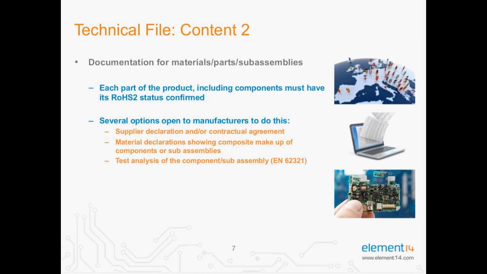And then the third very, very detailed approach you can go to is a test analysis of the components and sub-assemblies. And we've given the EN standard you can use to do that, which is 62321, basically a test procedure for chemical analysis of the sub-assemblies and components, and this gives you a complete material analysis, and that will flag up if any of the materials contain any of the restricted substances.